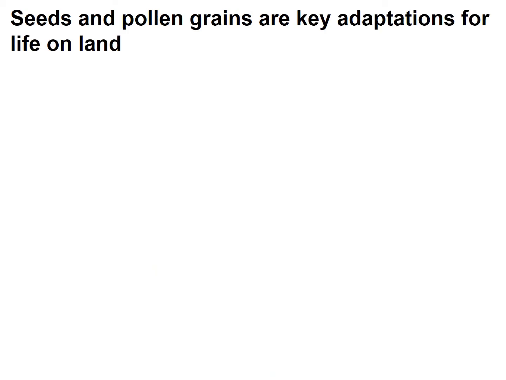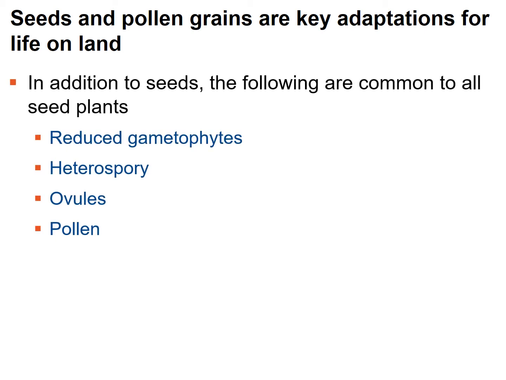Now, seeds are one of the key adaptations of seed plants, of course, but pollen is another one. Pollen can travel very long distances as well. But those aren't the only two key characteristics of those types of plants that have survived for many, many years and are quite widespread. One of them is reduced gametophytes. We kind of talked about that trend. Now we're getting so reduced that they might be microscopic. All seed plants are heterosporous. And of course, there are structures called the ovules and the pollen, which are the female and the male reproductive organs.